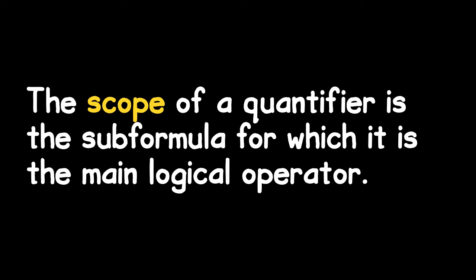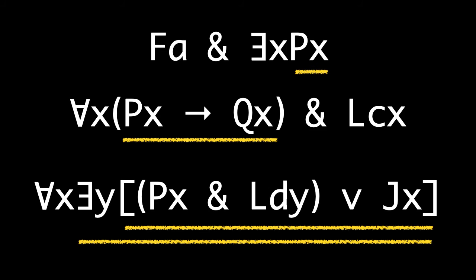The scope of a quantifier is the subformula for which it is the main logical operator. Here are some examples. In the first formula at the top, the scope of the exists x is the subformula Px. In the second formula, in the middle, the scope of the for all x is Px arrow Qx. In the third formula, the scope of the exists y is everything in the square brackets, and the scope of the for all x is everything after the for all x.